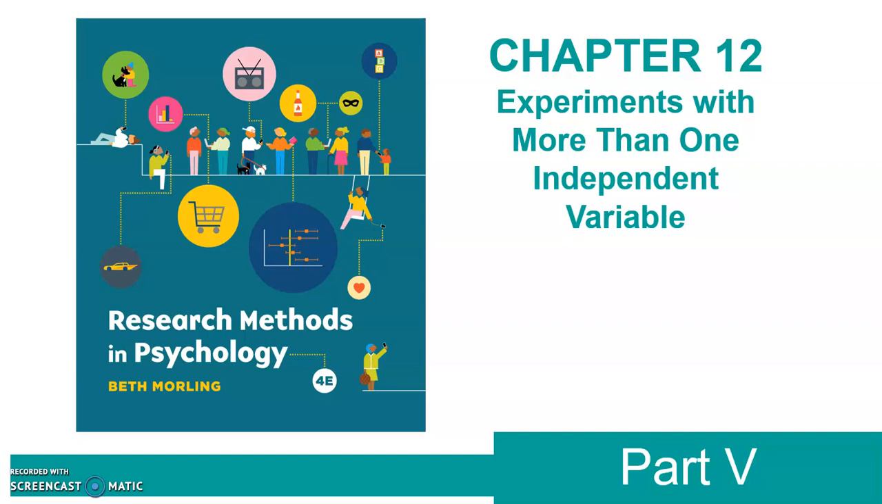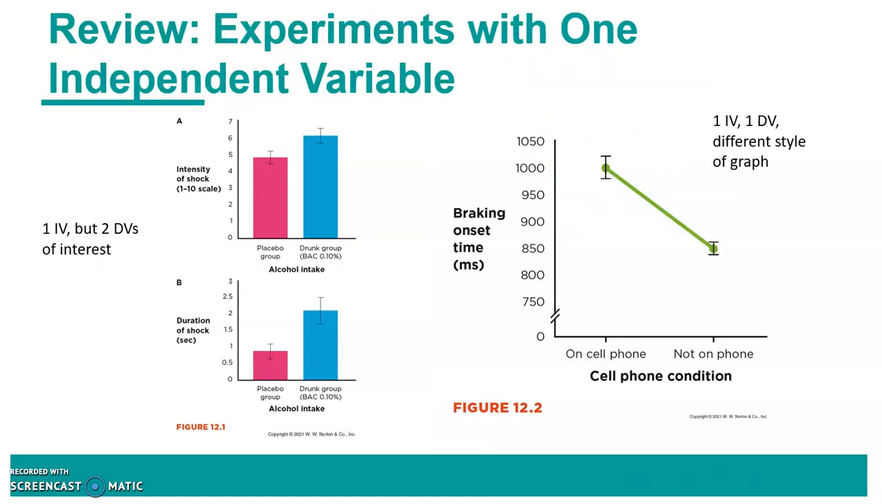All right, chapter 12. So we're continuing the discussion on experiments, but now we're talking about experiments with more than one independent variable. So this is just as a review. I'm showing some examples of experimental designs with just one independent variable. Remember, that's the one that's manipulated.